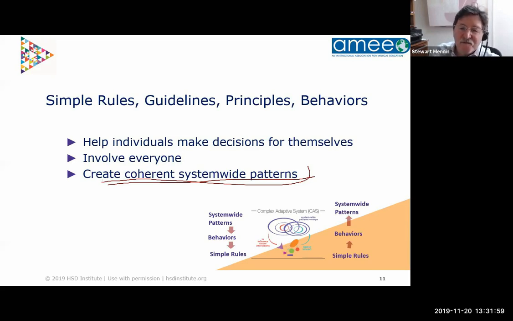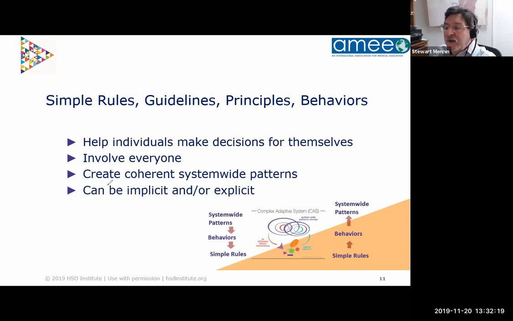There's simple rules in warfare. There's simple rules in criminal activity. There's simple rules in ethical activity. So it's that simple rules are what guides individual behavior, and the individual behaviors create system-wide patterns. This is the key to understanding where wicked issues, wicked problems come from. The simple rules can be implicit or explicit.